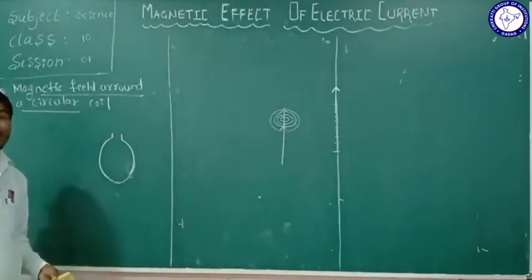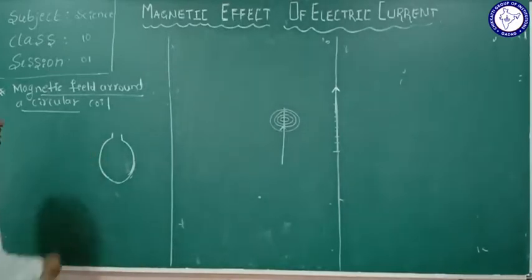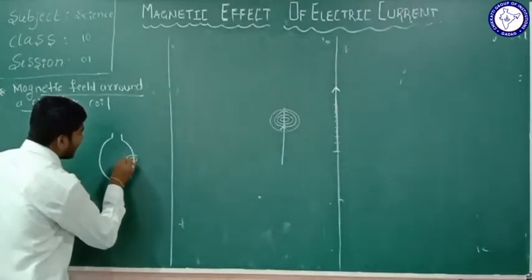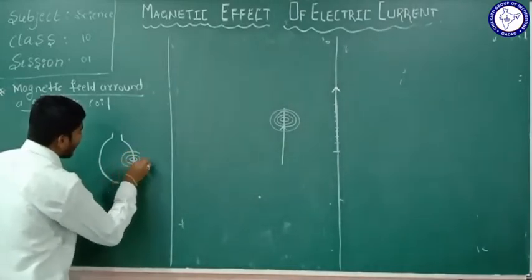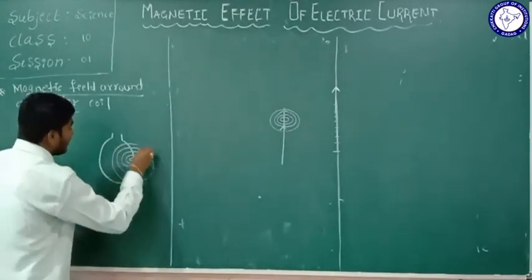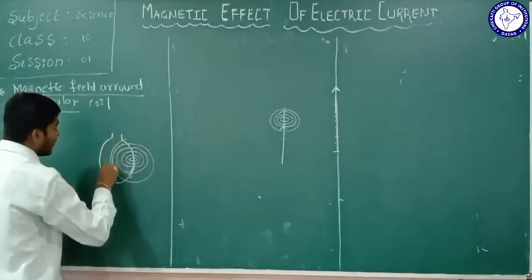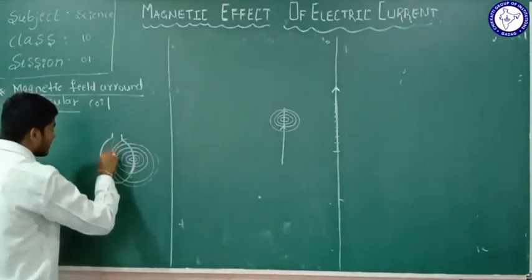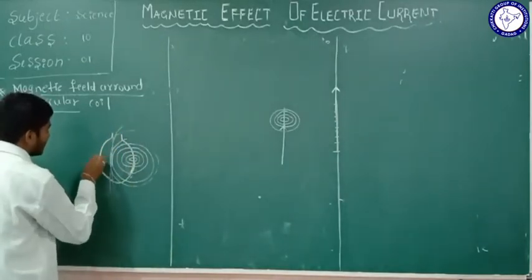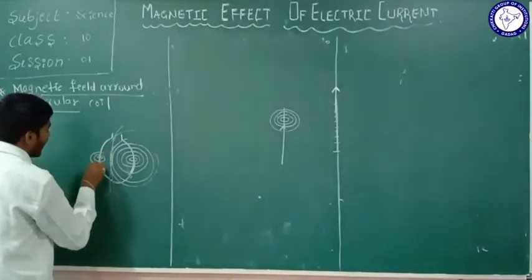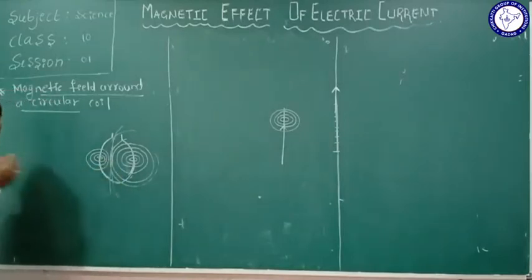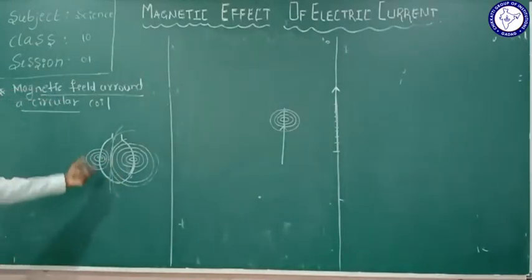What happens here? What is the structure of the magnetic field lines here? At any point, the magnetic field lines here are circular. As they go away from the conductor, they become straight lines, like this. Here the magnetic field lines are in a circular path, and as they move away from the conductor, they look like straight lines.